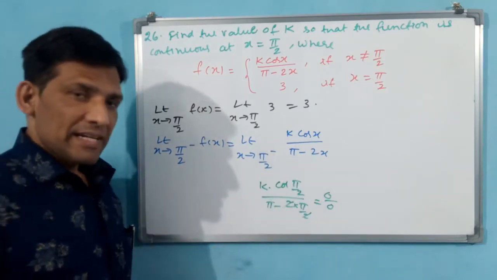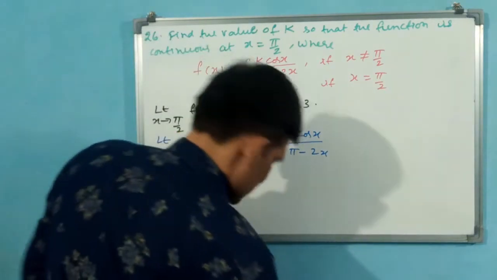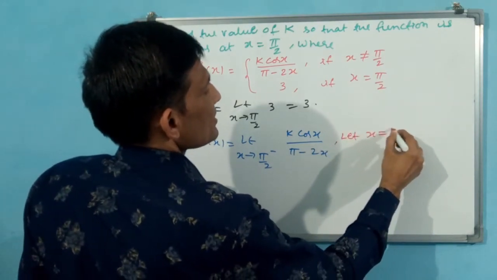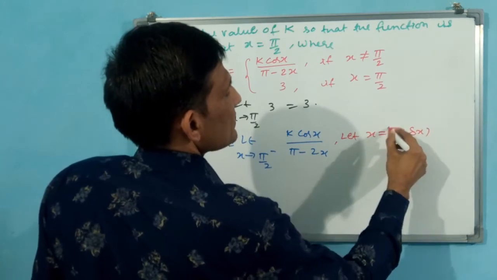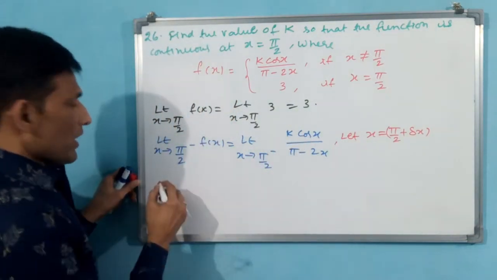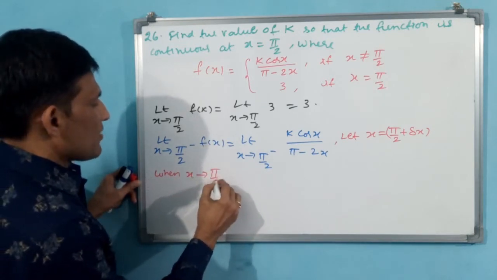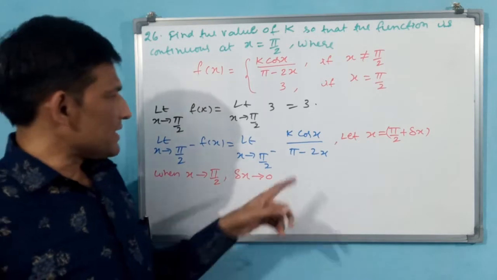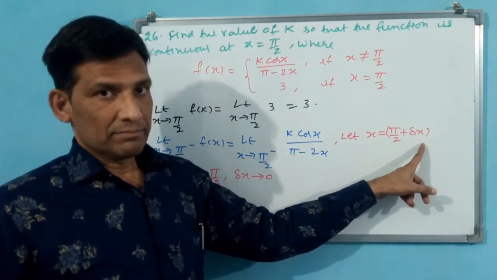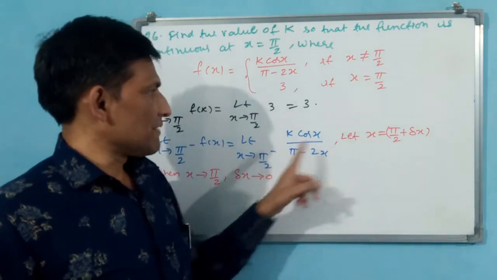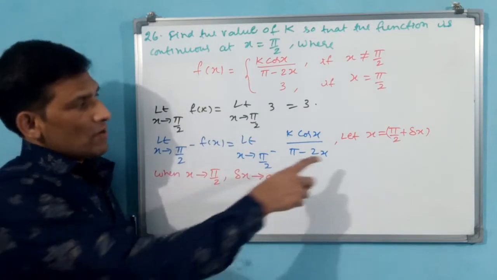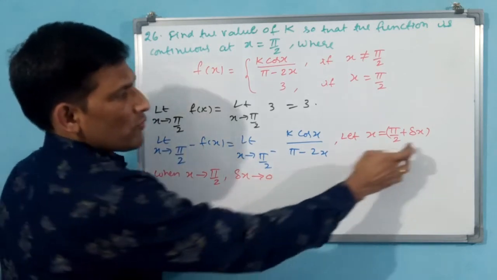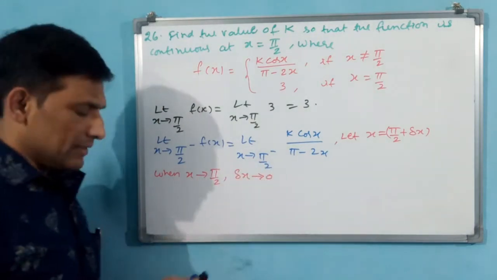You take x is equal to pi by 2 plus delta. Okay? See what I am writing. Let x is equal to pi by 2 plus delta x. Okay? Is it okay? Definitely okay. Now you tell me when x tends to pi by 2, delta x tends to 0. Is it correct? You are replacing x with pi by 2 plus delta x. Normally x tends to pi by 2 means delta x tends to 0. Why? Because if delta x is 0, automatically x tends to pi by 2. That is why I have written like that.